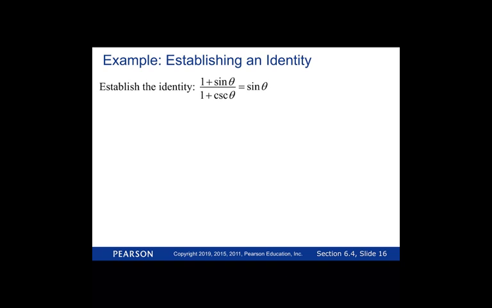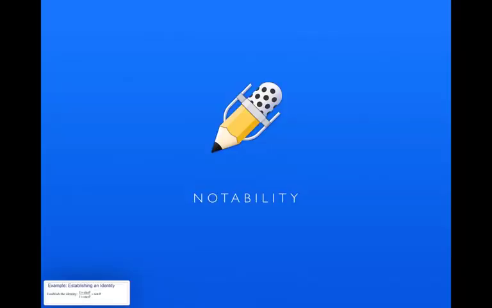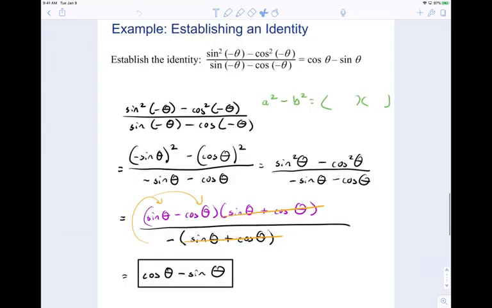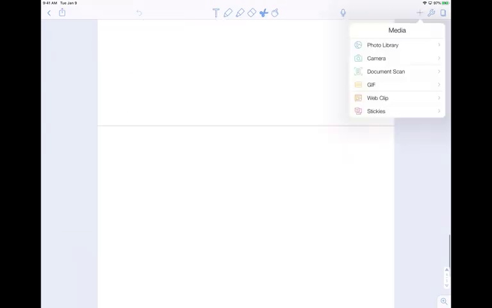Do you mind walking us through what you did and why you did that? I'm going to write it down. Okay, so we have 1 plus sine theta over 1 plus cosecant theta. So we want to write everything in terms of sine and cosine. What that means is if it's not sine and cosine, just simplify it because they all can be simplified. The cosecant, we know that's the reciprocal of sine, so we just say 1 over sine theta.